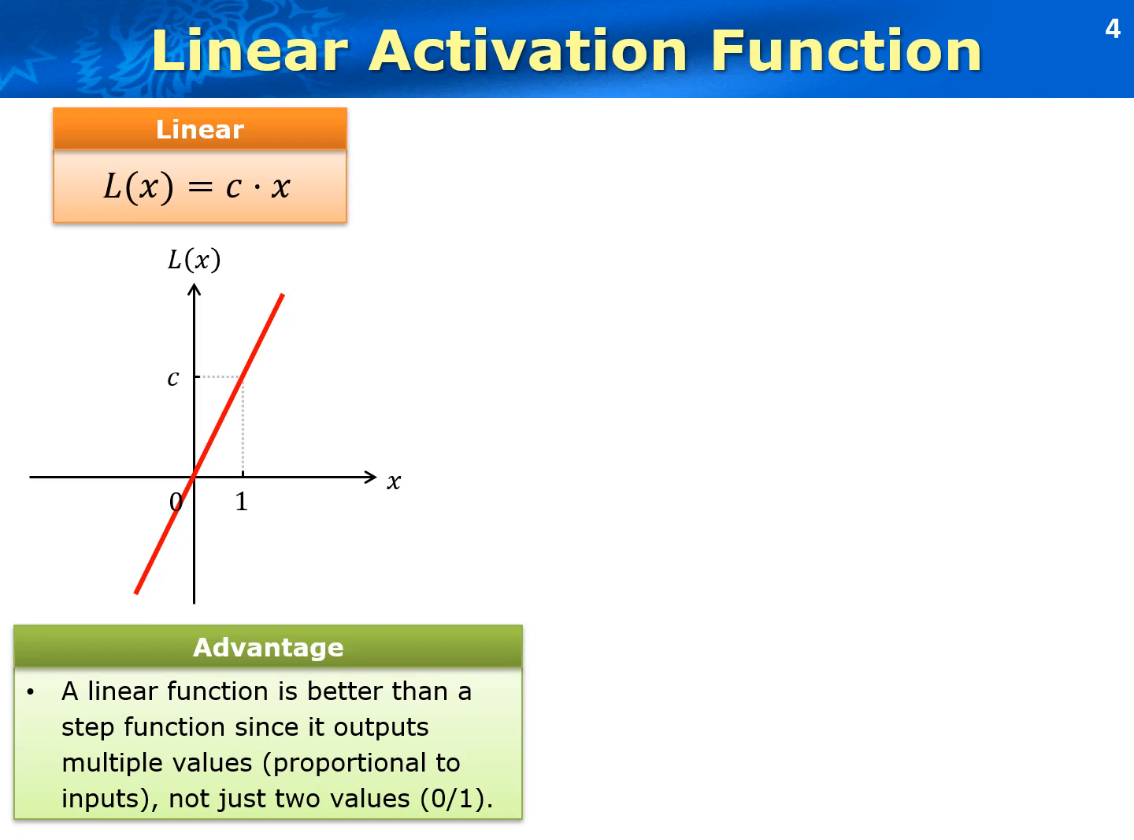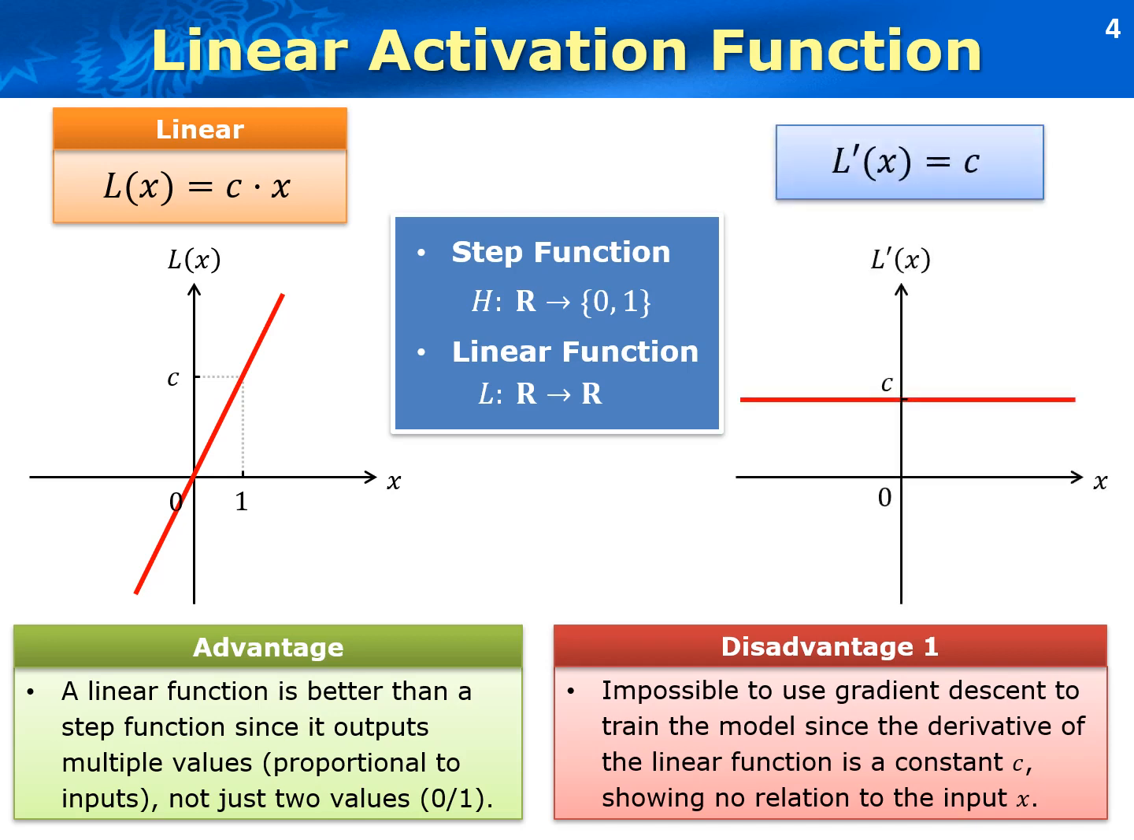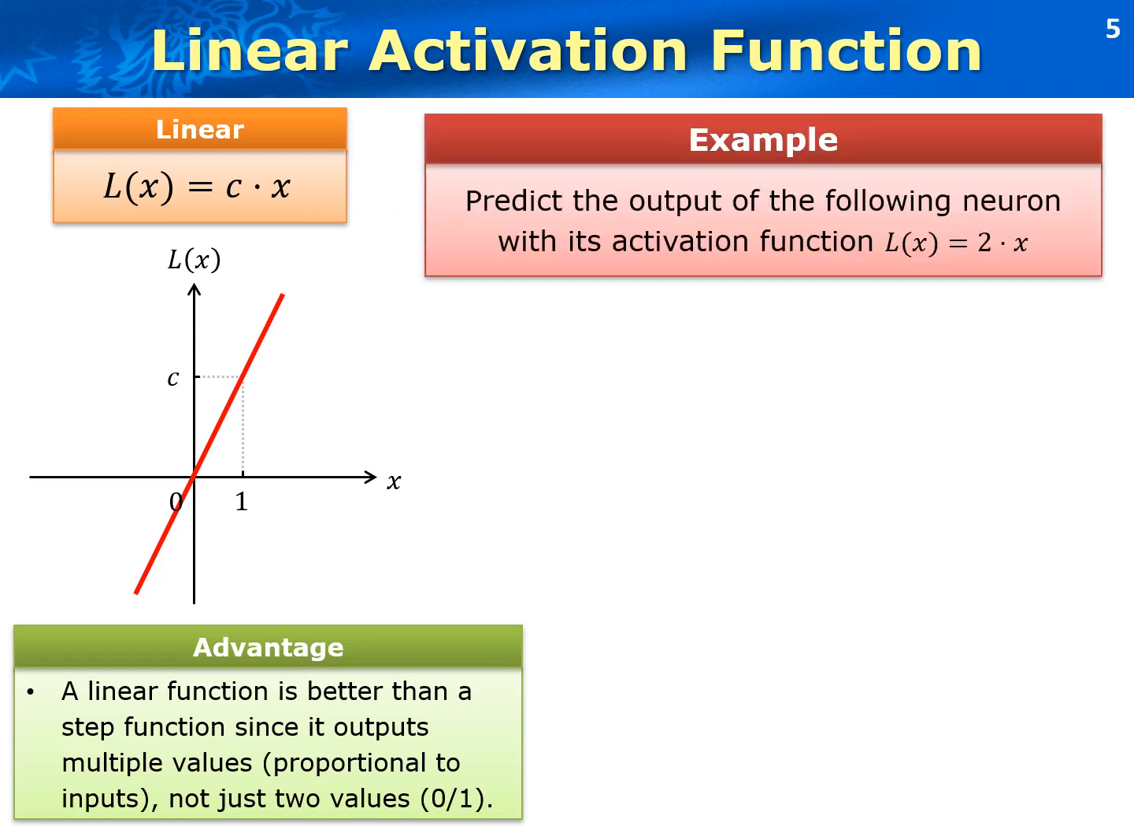However, the disadvantage of the linear function is also obvious. Its derivative is a constant value c, showing no relation to the input value x. Thus, it is impossible to use the gradient descent method to train the neural net in the backpropagation through this linear function. Now let's see a simple example on how to predict the output of the neuron using the activation function L(x) equals 2x.